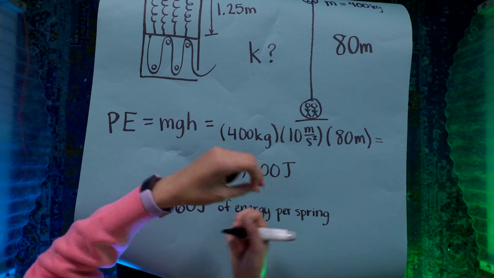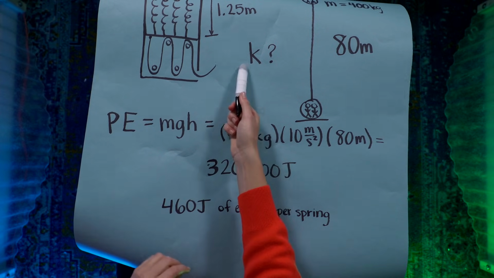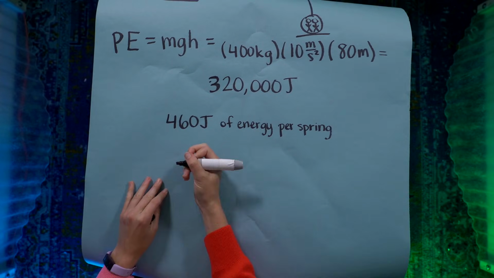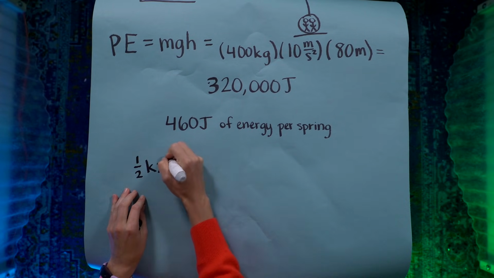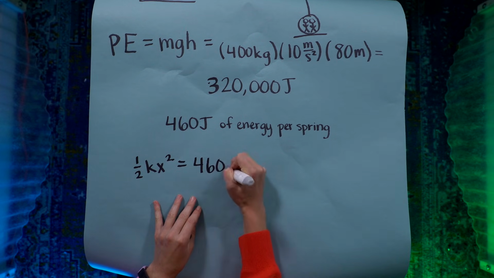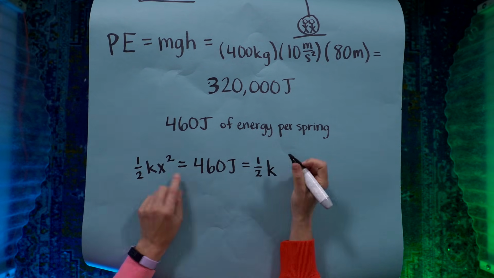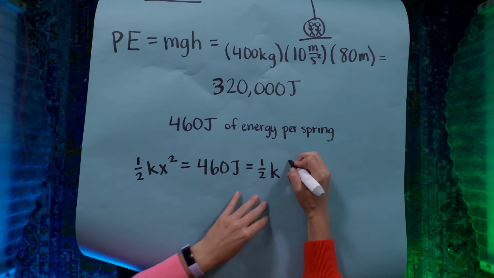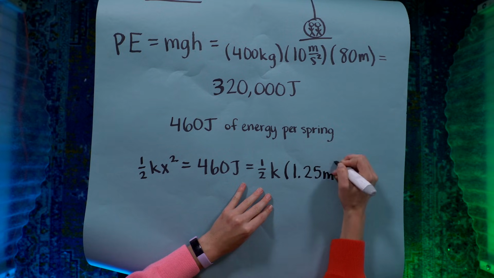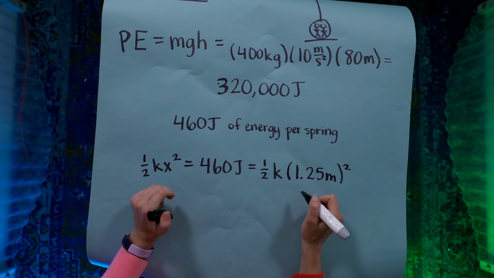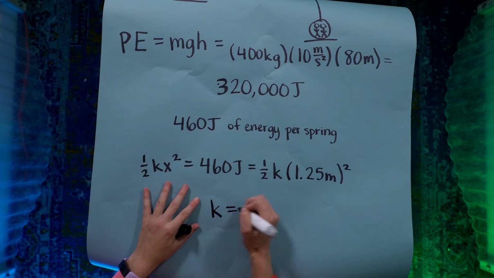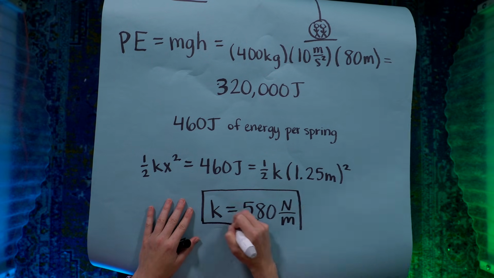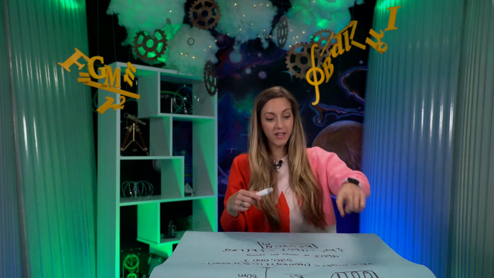This is the energy stored in each spring when it's fully stretched. I'm looking for k, so I'll go back to my spring constant equation. I know the potential energy of the spring is 1/2 kx squared. For each spring it is 460 joules, so that's 1/2 k. And my x is not the height, it's this distance here, the 1.25 meters that the springs were stretched, squared. If I do all this math, I get that k is approximately 580 newtons per meter. Ta-da! That's the spring constant of all these little springs.